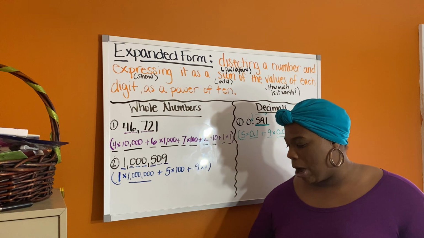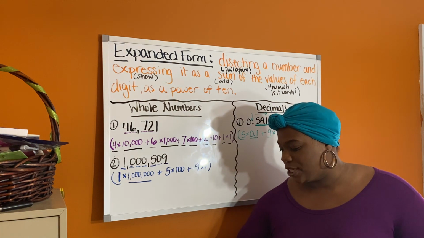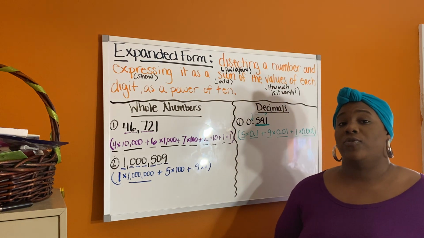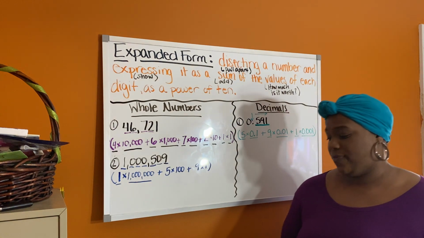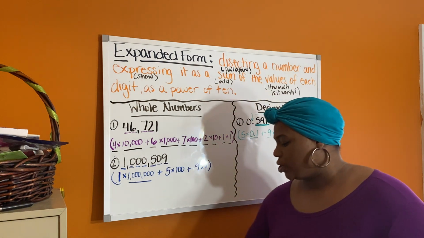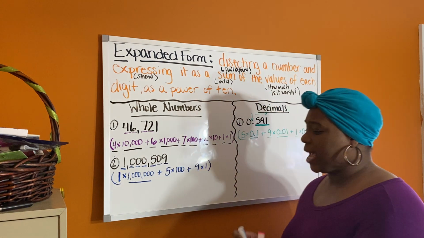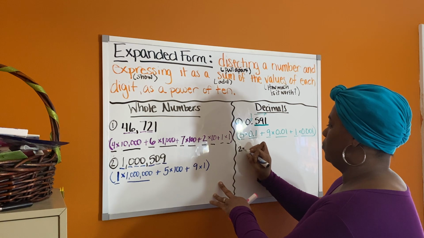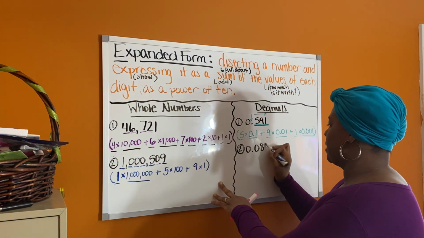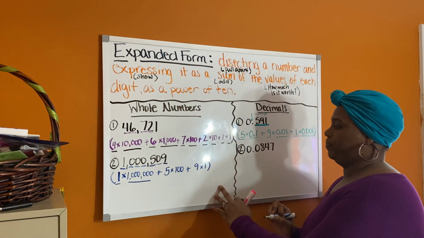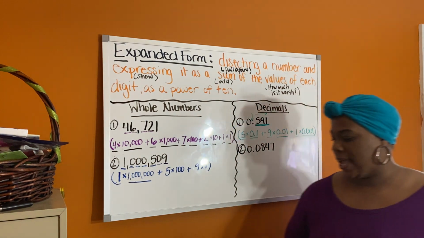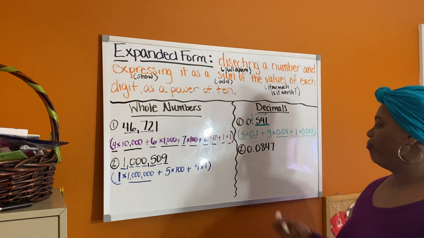All right, so now let's take a look at an additional problem, but this time we are going to use fractions to represent the place values. So our second problem we're going to look at is 0.0847. All right, 0.0847. That's what we're working on next.